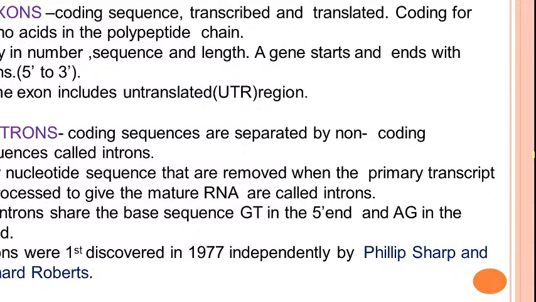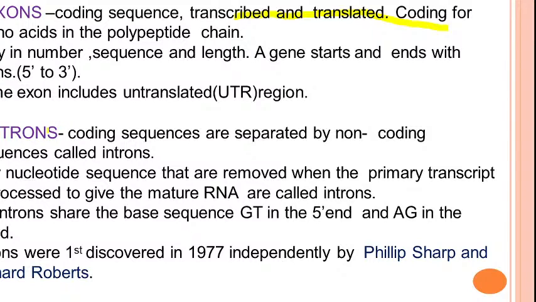So let us start now. What are basically exons? Exons are the coding sequences, transcribed and translated, coding for amino acids. Like in prokaryotes, where introns are absent and only coding sequences are present, but here we have exons as well as introns. The coding sequence is transcribed and translated, coding for amino acids in the polypeptide chain, and varies in number, sequence and length. A gene starts and ends with exons.